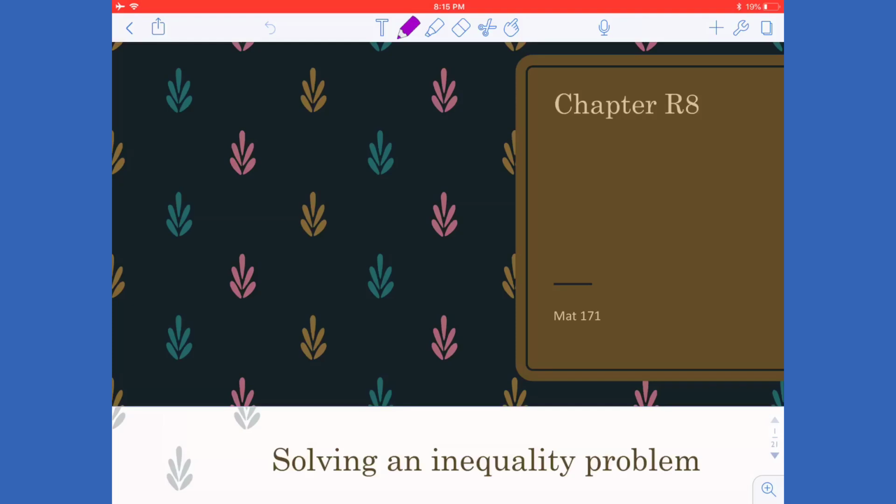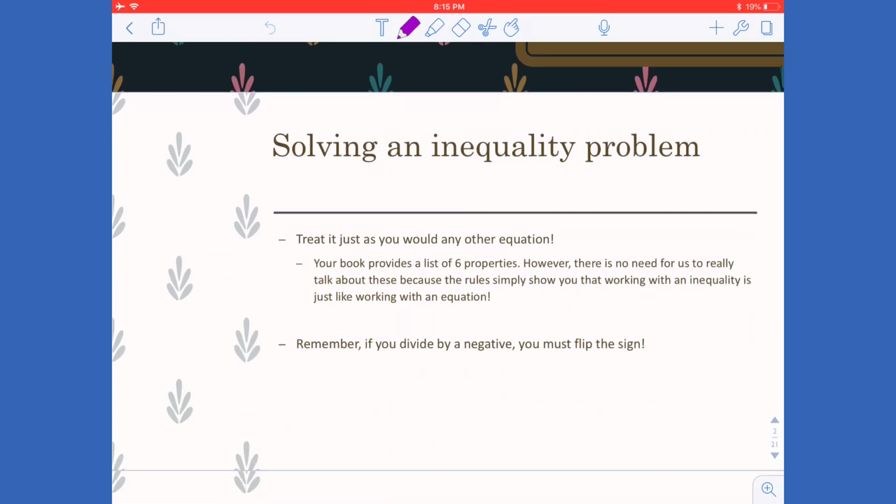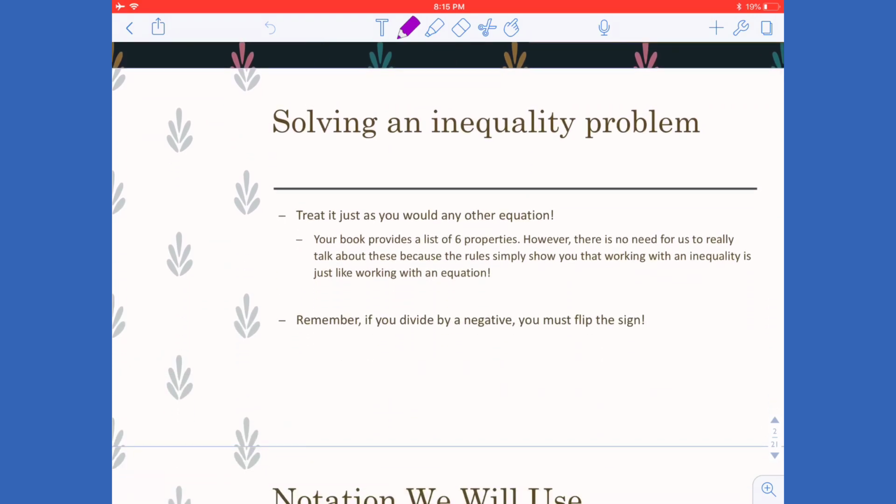Hello students, the purpose of this video is to go through section R.A inside of chapter R to ensure that you feel good working with inequalities as well as absolute value inequalities. So we're going to start by working on solving inequality problems, and I want to note that you're going to treat these just as you would any other equation.